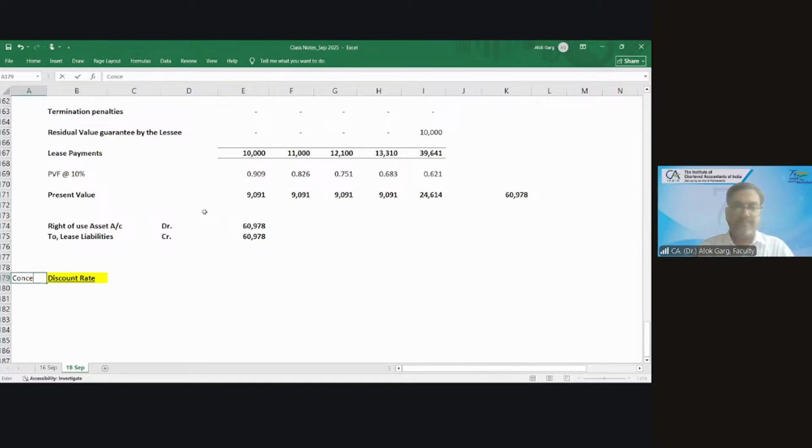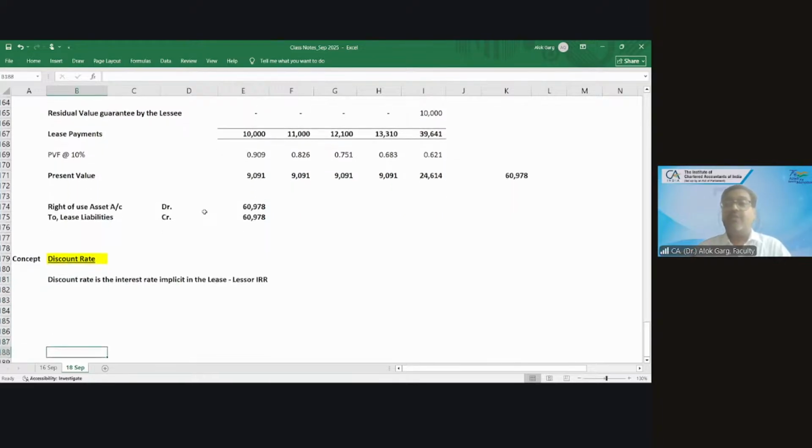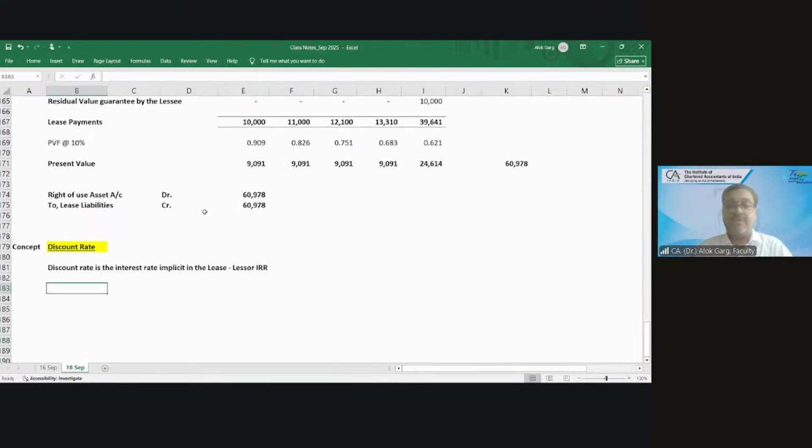Concept. What is a discount rate? Discount rate is the interest rate implicit in the lease. Interest rate implicit in the lease means you need to take the lessor's IRR, the lessor's internal rate of return. What is meant by interest rate implicit in the lease?